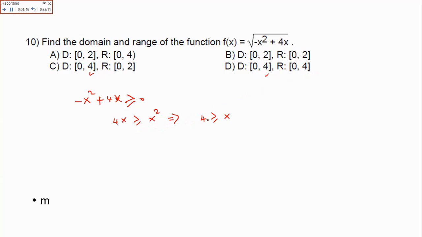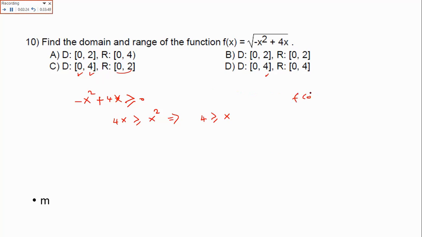Now we have the highest value. What will the lowest value be? What is the lowest value here? This must be evaluated to what? The lowest value is 0. Yes, 0. So it is 0, 4. 0 is the lowest value and 4 is the highest value. Now we have to find the range. So for the range, you just have to evaluate.